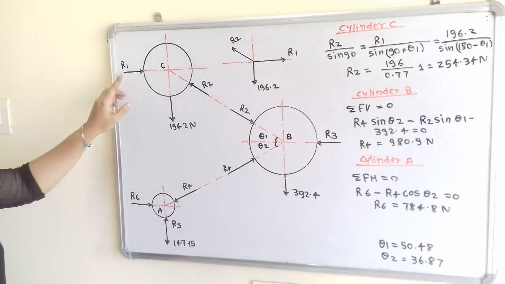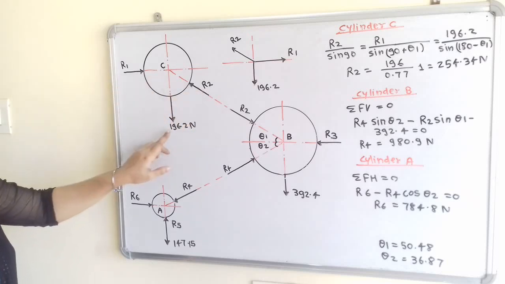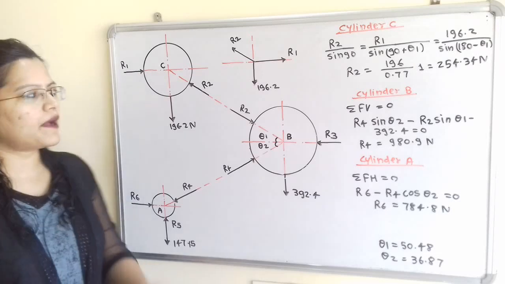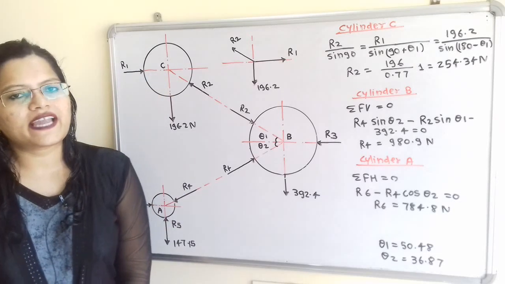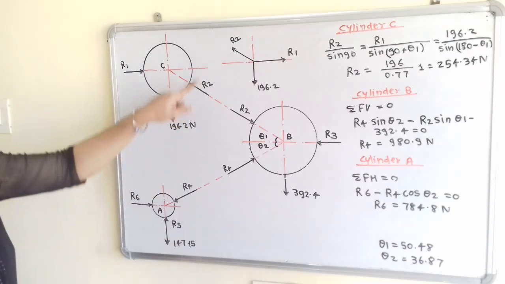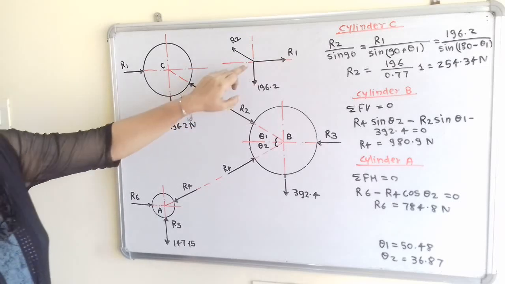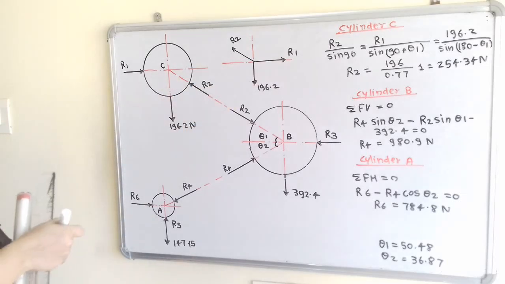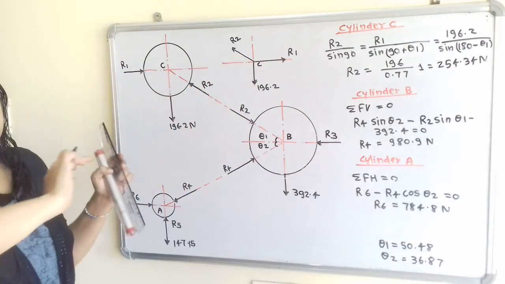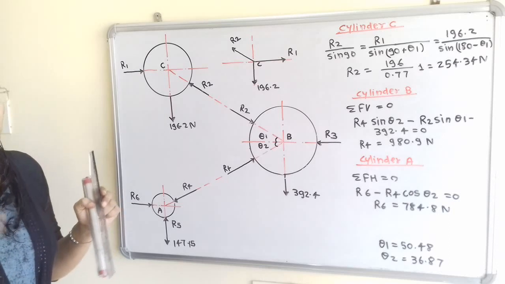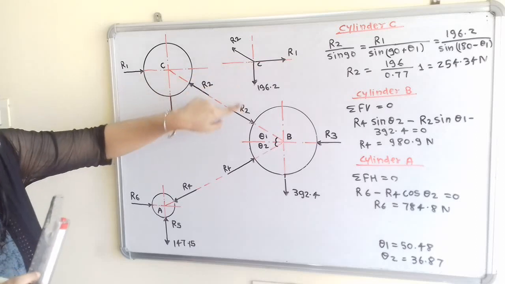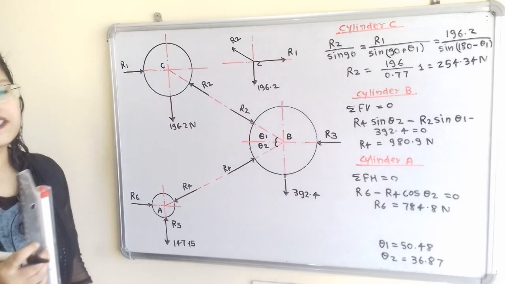We will calculate reaction R2 on cylinder C. If we observe, there are three forces R1, R2, and this weight 196.2 Newton, and all these forces are passing through a single point. So we can apply here Lami's theorem. So to apply Lami's theorem, we have to rearrange these forces. So we will consider this point C, and from this point C, this R2 is passing in outward direction. That is, we have to arrange all the forces in such a way that they pass in outward direction from this common point C.